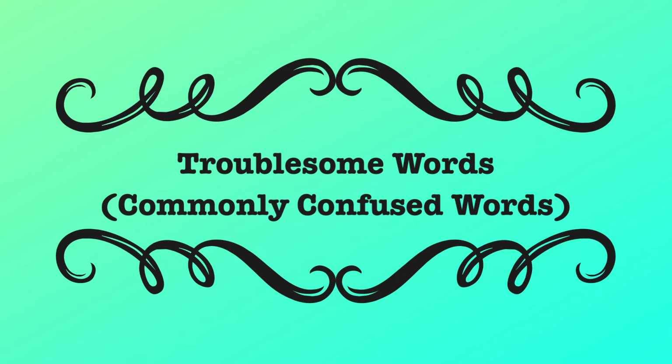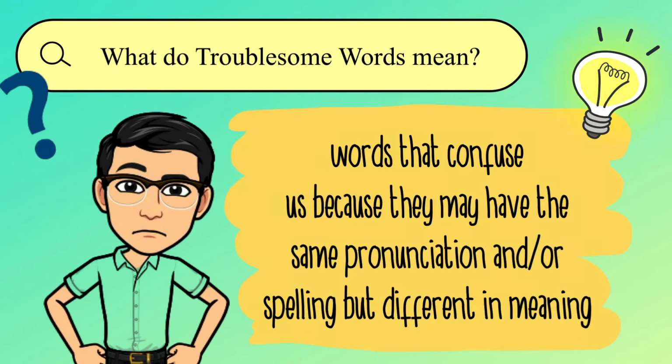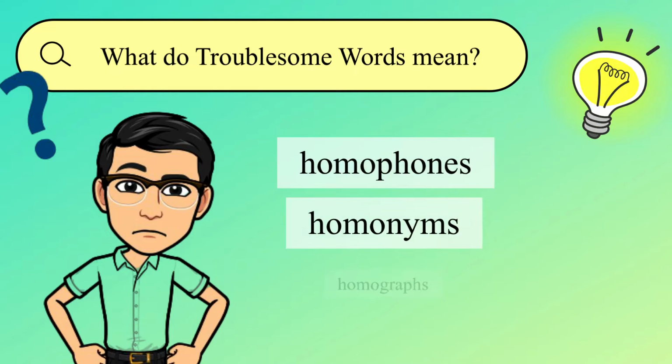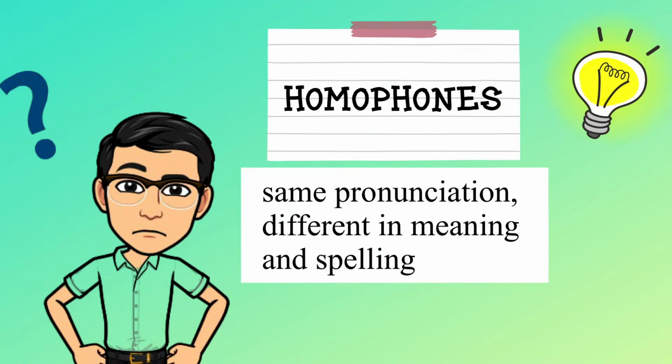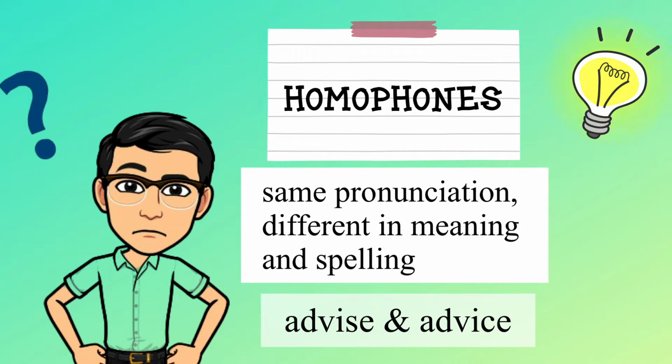Troublesome words are commonly confused words. The words that confuse us because they may have the same pronunciation and/or spelling but different meanings. They could be homophones, homonyms, or homographs. So when you say homophones, these are the words that have the same pronunciation but different meaning and spelling.